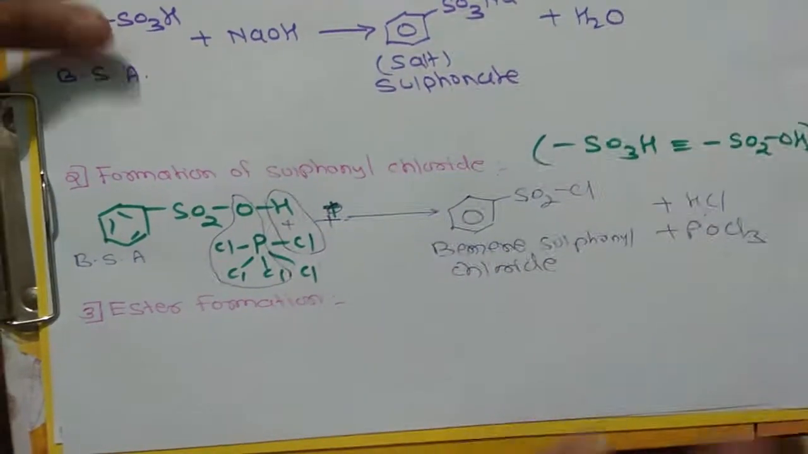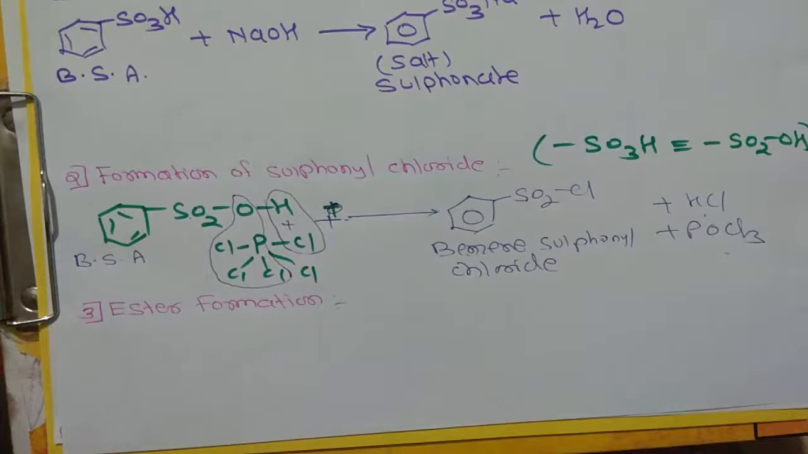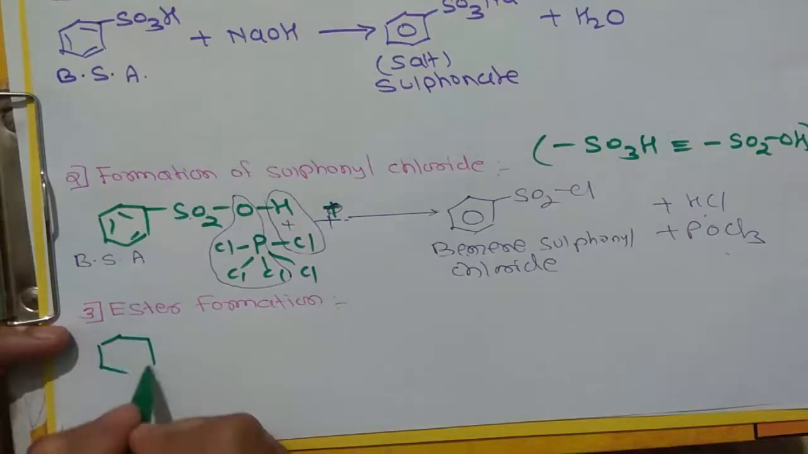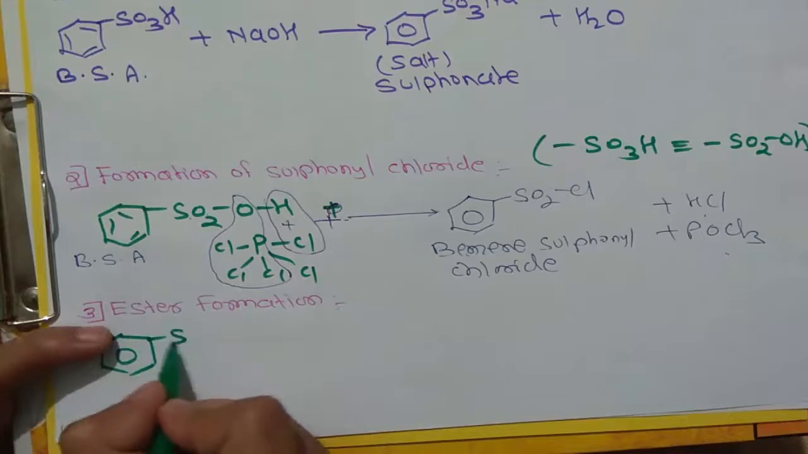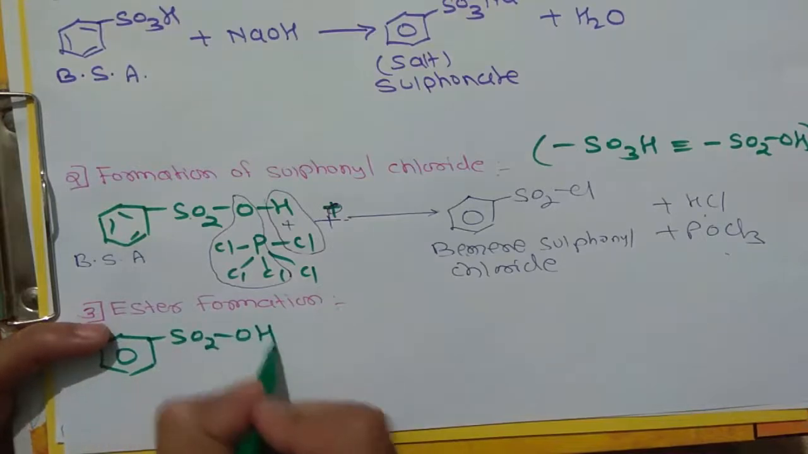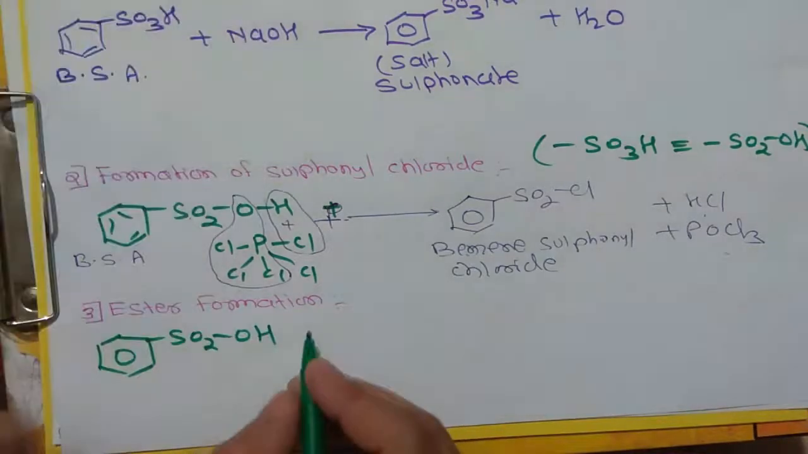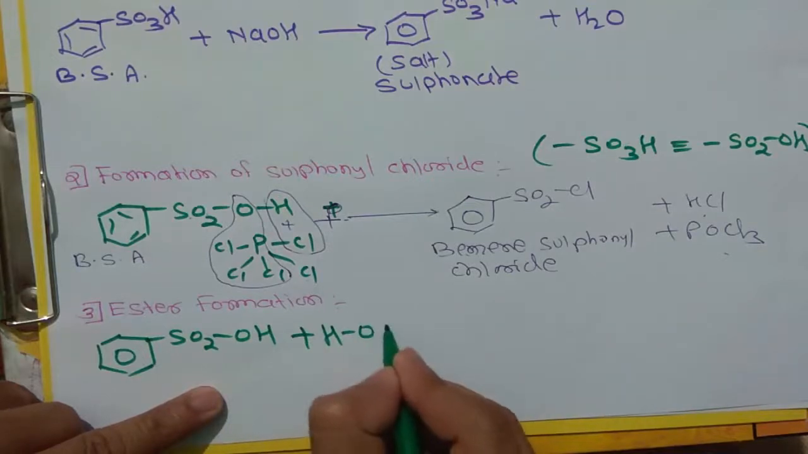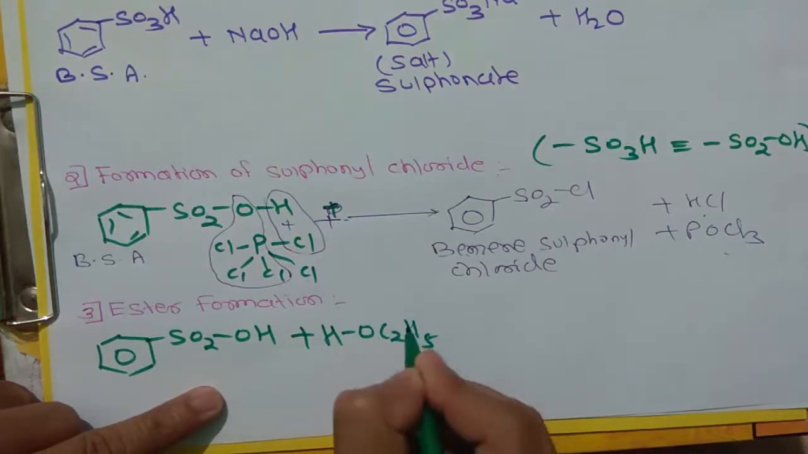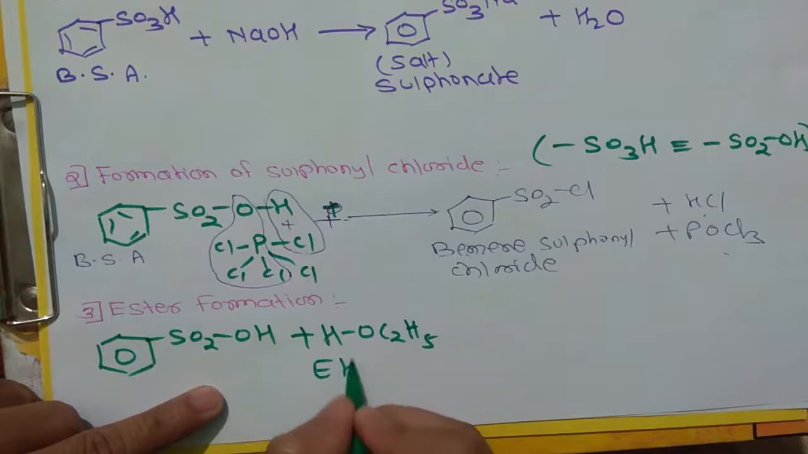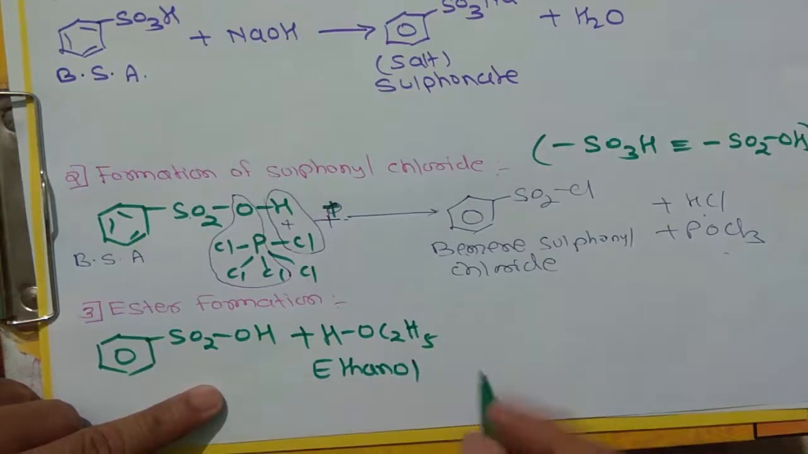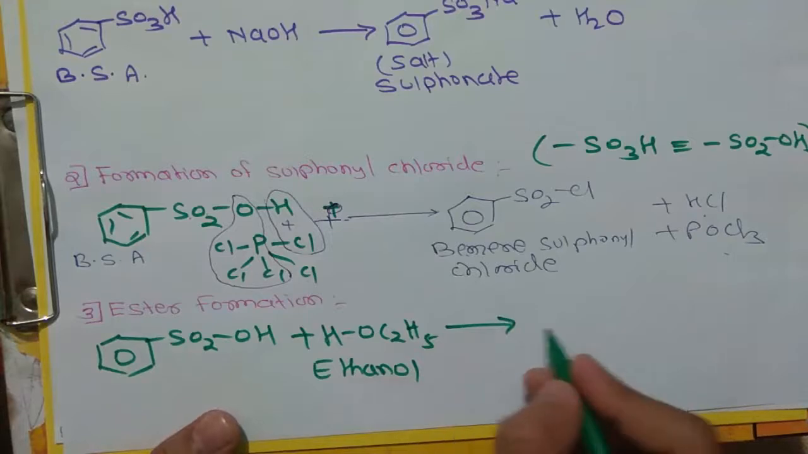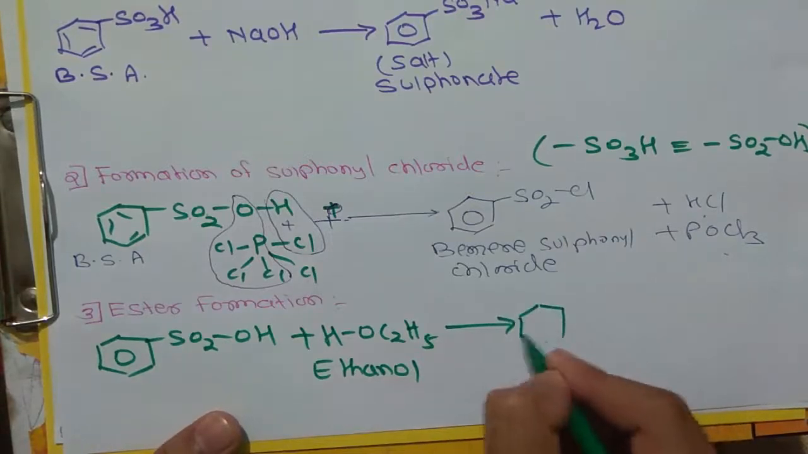Then the next reaction is the ester formation. In the ester formation, we again take SO2OH, benzene sulfonic acid. It is reacted with HOC2H5, the ethanol. What happens here? There is a formation of the ester.